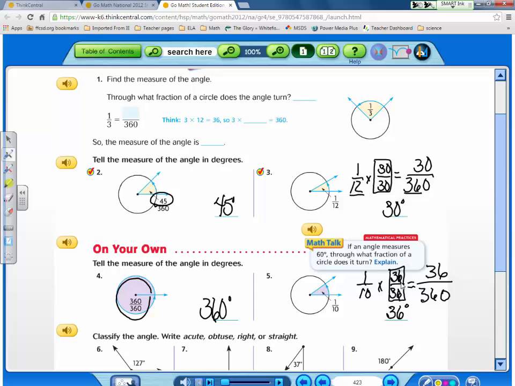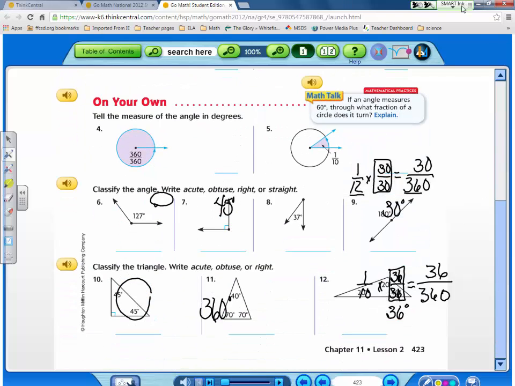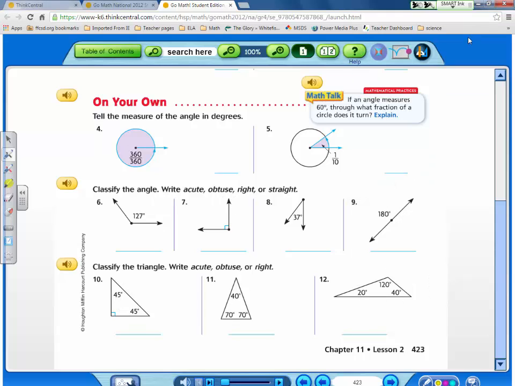Now on these bottom problems, we're just quickly classifying angles and triangles, and I'll quickly review that for you. An acute angle is less than 90, an obtuse is greater than 90 but less than 180. A right angle is 90 degrees, and a straight angle is a straight line. So this first one here is obtuse. This is a right angle, perfect corner, perfect square. This is acute, and this is a straight angle.